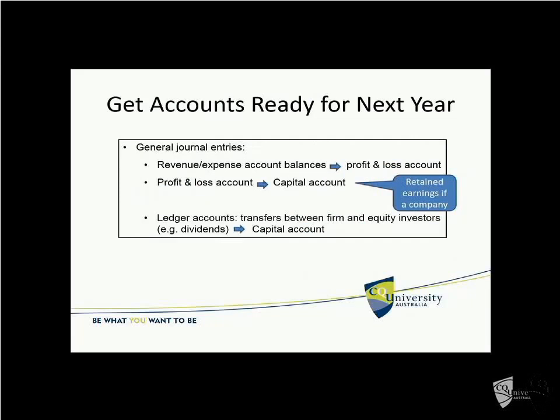So one of the things we do is we want to get the accounts ready for the next year. And so we're going to have the balance statements, then get them ready for the next year. And there's some general journal entries that we'll be looking at. The revenue and expense account balances we'll be transferring to the profit and loss account. They're temporary accounts, revenue and expenses, unlike assets and liabilities. And then we'll be transferring the profit and loss account to the capital account. And for companies, that will be to retained earnings. And we've all got companies as ours.